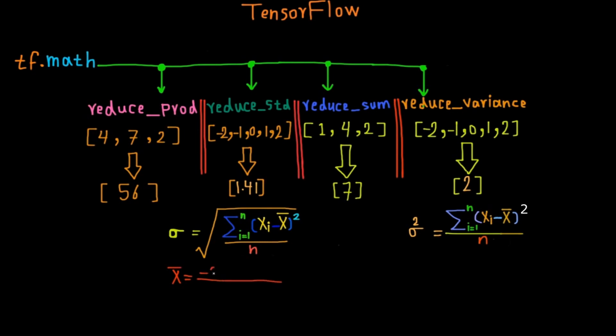-2, -1, plus 0, plus 1, plus 2, divided by the number of elements in that axis, which is 5. And the result equals 0. So now we know the mean, which is this part in this formula.